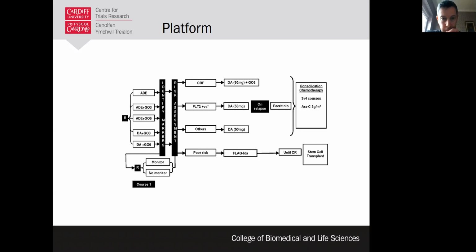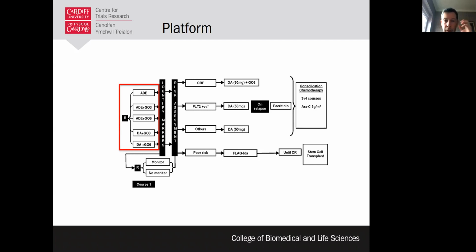So what we've introduced traditionally, not introduced, it's been part of the sort of makeup of the AML treatment for a long time, is this platform trial design, which Adrian touched on in his introduction. So what we have is a protocol which is made available to all the hospitals in the UK. Additionally, beyond the UK, across Europe and in Australia, New Zealand, traditionally have supported our trial protocols.